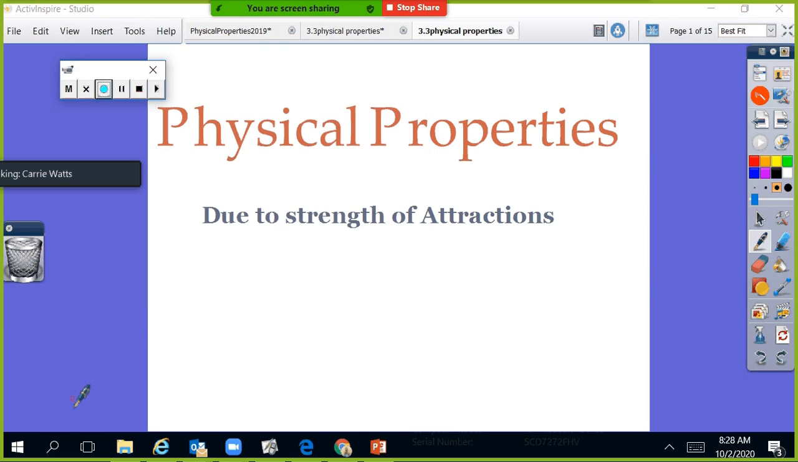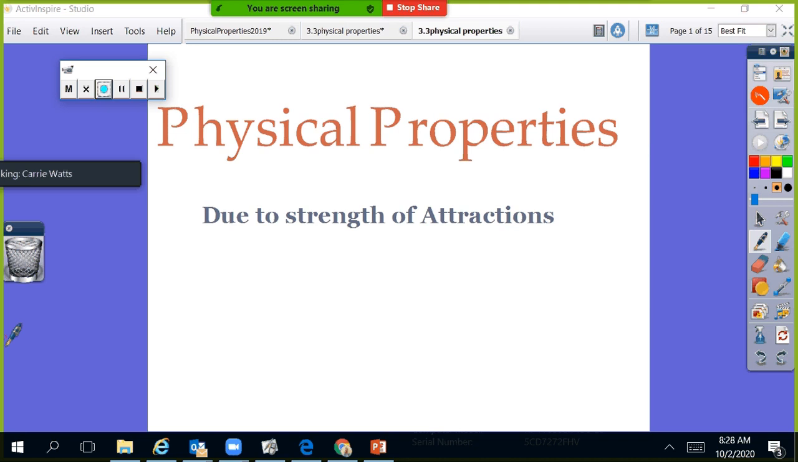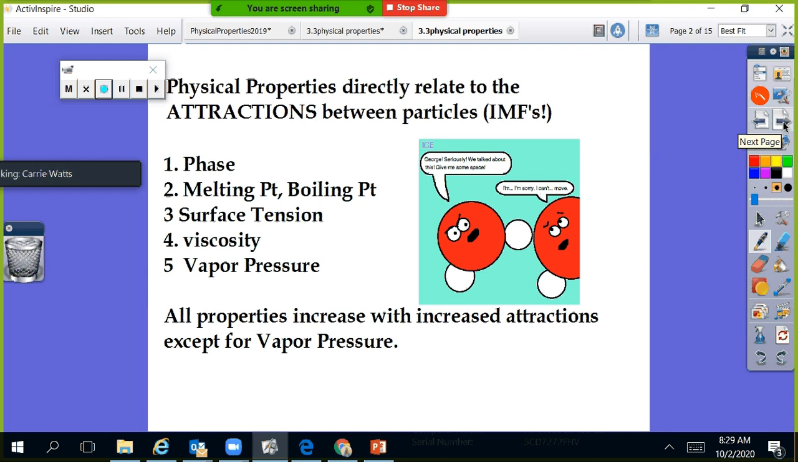Okay, so today we're going to focus on physical properties of different molecules and compounds. And these physical properties that we're going to talk about are all due to the strength of the intermolecular forces, or the attraction between the molecules. And the properties we're going to touch upon that are directly related are phase, if something's a solid, liquid, or gas. If you have stronger intermolecular forces, it tends to be a solid at room temperature. If you have very weak intermolecular forces, it tends to be a gas at room temperature.